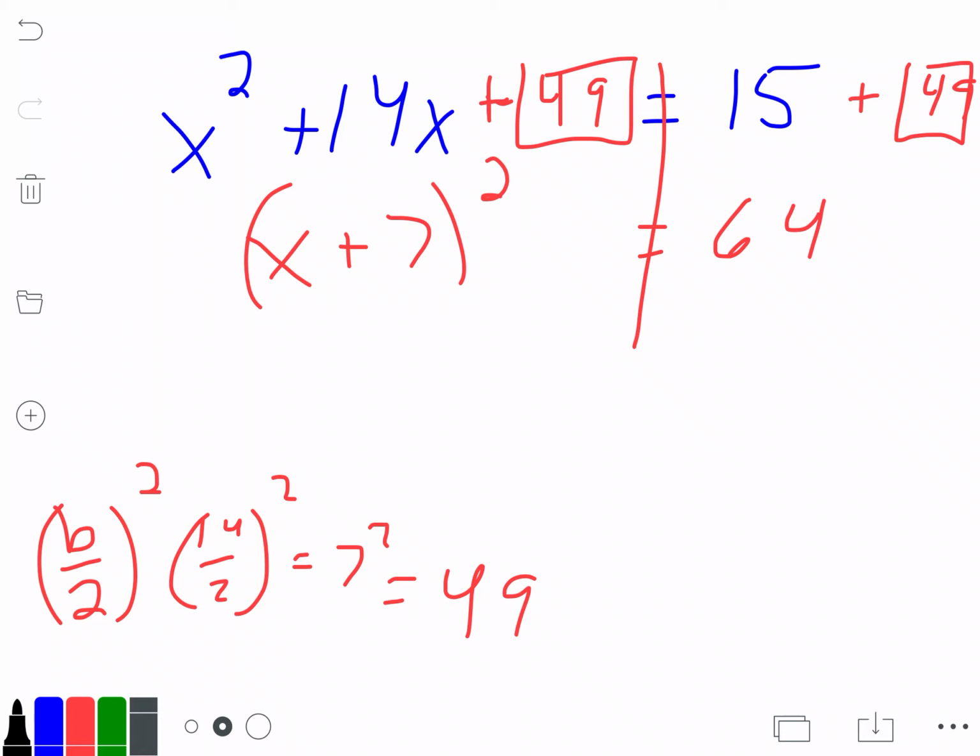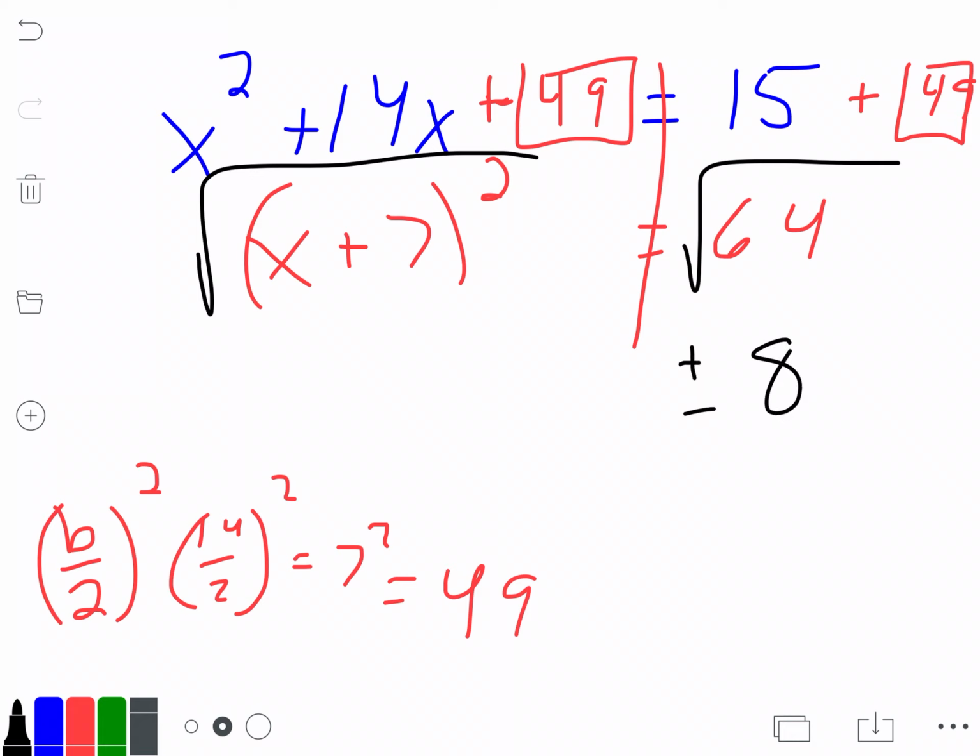So now what we're going to have to do is get rid of the squared and then solve for x. To get rid of the squared, you're going to take the square root. And remember, you do it on both sides. Just like in Module 16.1, when you take the square root of 64, you're going to get a positive and negative 8. And you're going to be left with x + 7 = ±8.